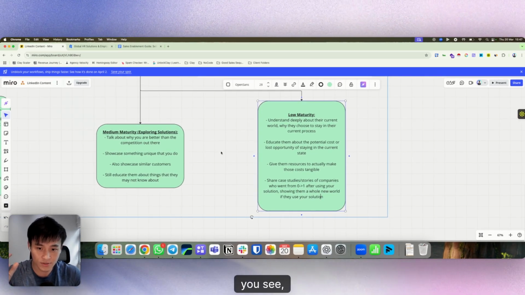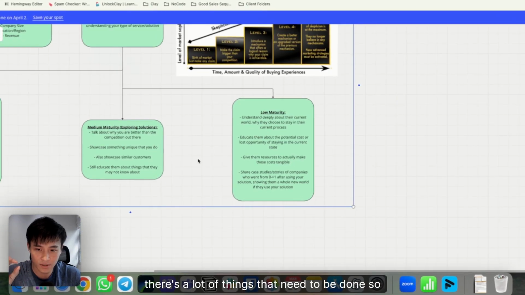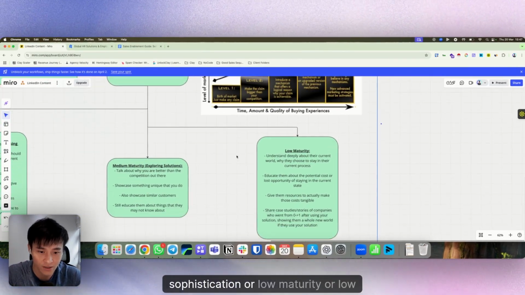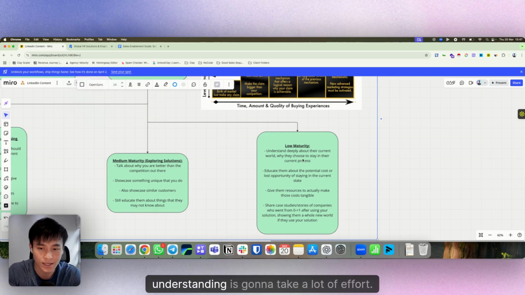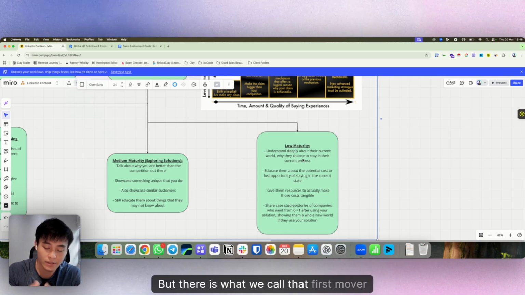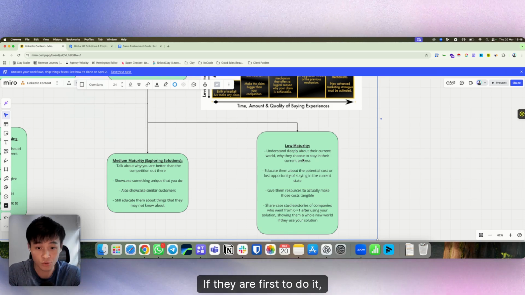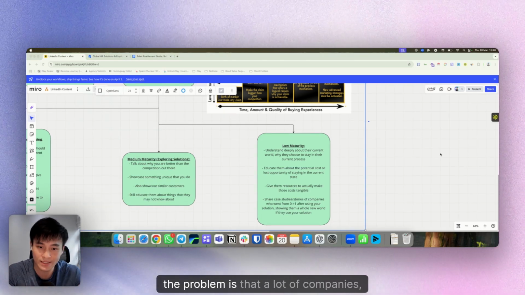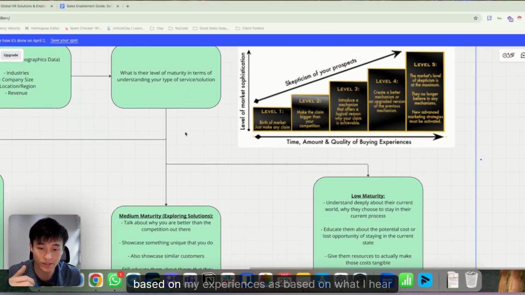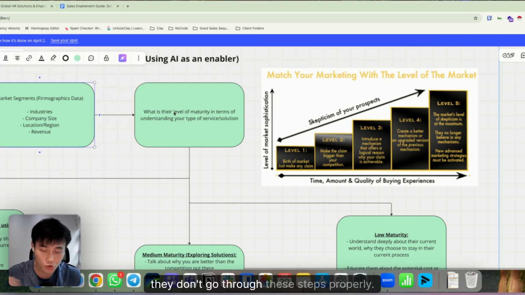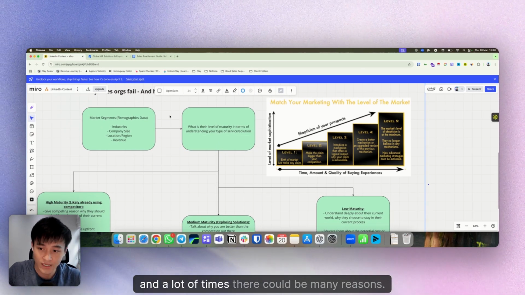And the fact is, there are a lot of things that need to be done. So trying to go into a new market with low sophistication, low maturity, or low understanding is going to take a lot of effort. It's going to take a lot of resources. But there is what we call first mover advantage, right? If you are first to do it, you can be a market leader in that region. But as we mentioned, the problem is that a lot of companies, based on my experiences and what I hear from other people's experiences, don't go through these steps properly. And a lot of times there could be many reasons.